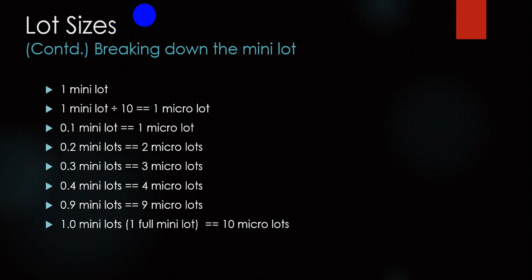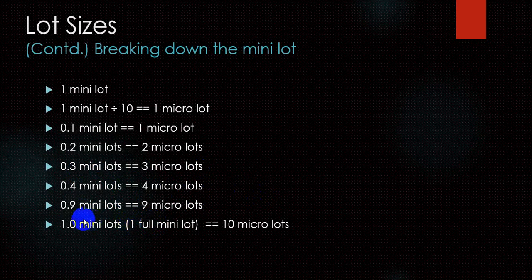And as a matter of fact, 1 mini lot can further be broken down into micro lots. So if you divide 1 mini lot by 10, you have 1 micro lot, which means that 1 micro lot is equal to 0.1 of a mini lot. 2 micro lots is equal to 0.2 mini lots. 3 micro lots is equal to 0.3 of 1 mini lot. 4 micro lots is equal to 0.4 mini lots, and 9 micro lots is equal to 0.9 mini lots. Apparently 10 micro lots is equivalent to 1 full mini lot.